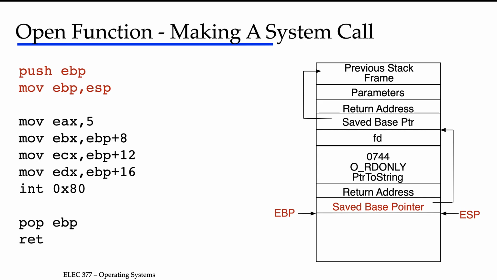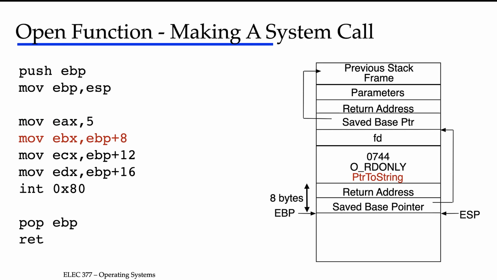The system call uses registers to communicate with the kernel instead of the stack. So instead of pushing the parameters to open, we instead move the system call number, open as system call 5, to the A register, and we put the parameters in the B, C, and D registers. The A register contains the number of the system call. The open function is system call number 5, so we move the value 5 into the A register. The parameters to the system call are stored in the B, C, and D registers.